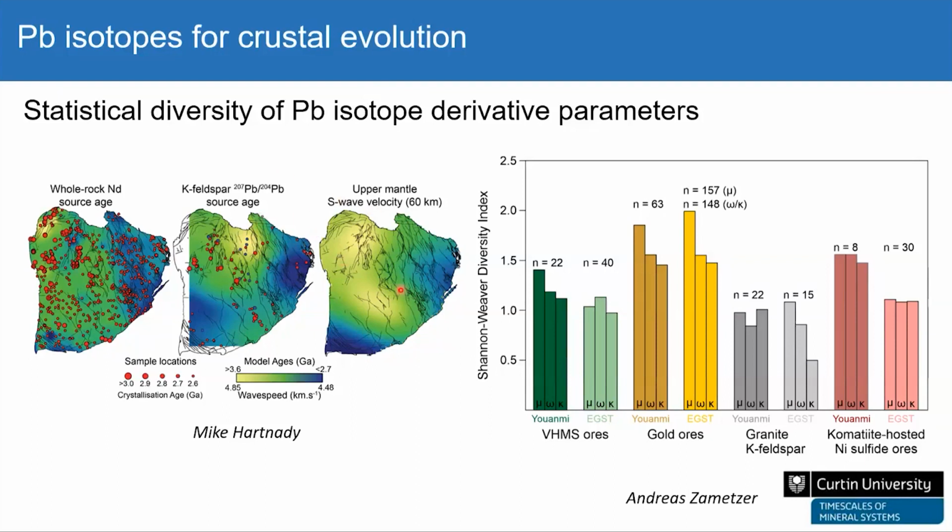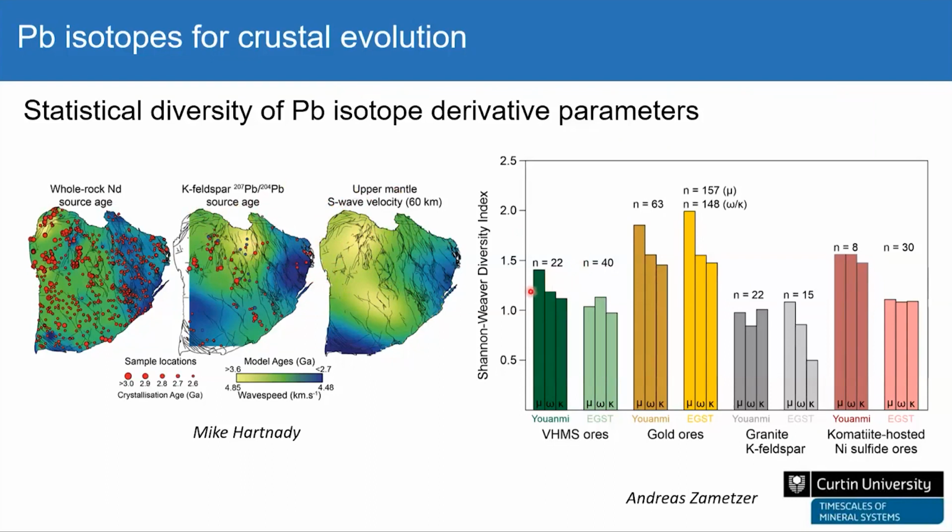What's interesting as well is that I would say that the K-feldspar map seems to show probably more similarity to the upper mantle S-wave velocity. So we are imaging probably slightly different depths of crustal signature between these two different isotope schemes, although the broad scale first order patterns do appear to be similar.